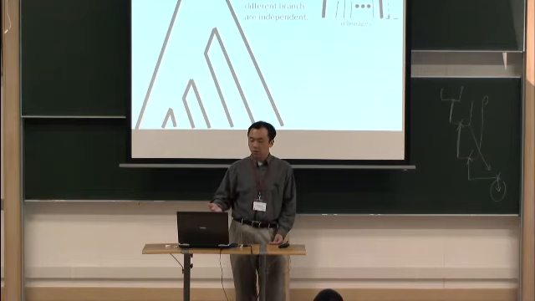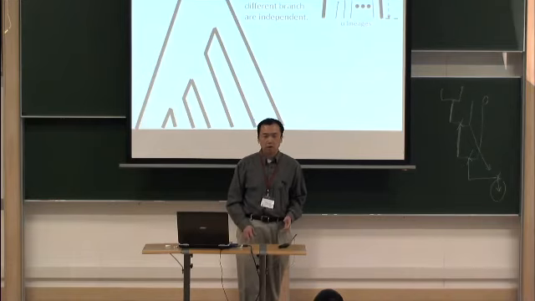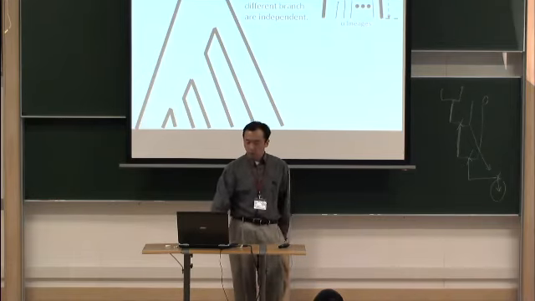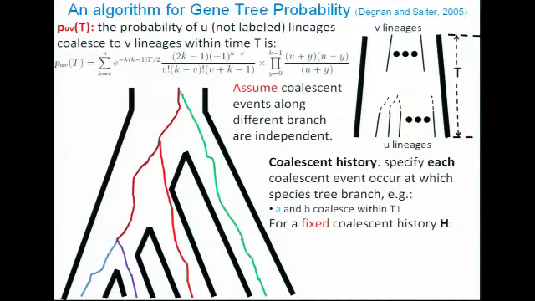We assume that coalescent events along different branches are independent, so we can treat the different species tree branches independently. Let's look at one example here, and for now let's assume we know the coalescent history. Coalescent history, I think Luay stated on Tuesday, simply tells you for each coalescent event where it occurs on the species tree. For example, this tree embedded in the species tree tells you exactly along which species tree branch this coalescent event occurred.